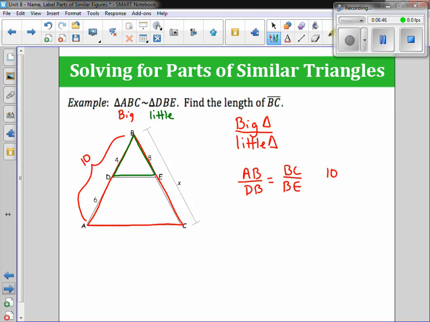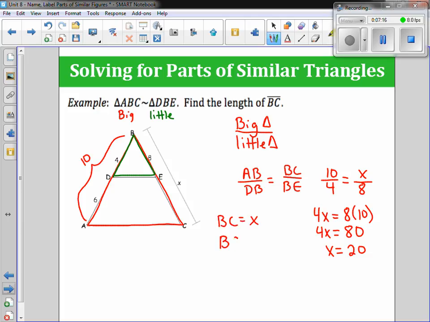AB is 10, DB is 4, BC is x, and BE is 8. I'm going to cross multiply. 4 times x equals 8 times 10. 4x equals 80. Now I'm going to divide both sides by 4 and get that x is equal to 20. And since BC is equal to x, I know that length BC is equal to 20.